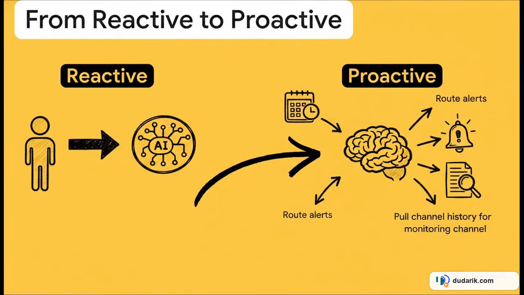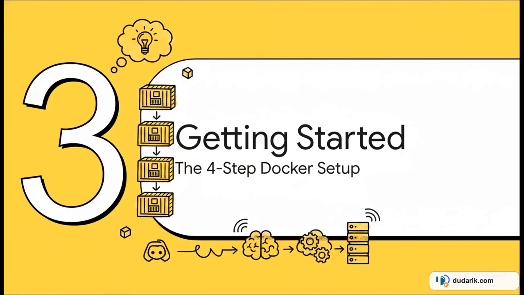This is what shifts your AI from being just reactive to being truly proactive. Suddenly, it has outbound capabilities. Just imagine your AI automatically posting a daily summary to your stand-ups channel, or routing alerts from some other system right into your server. It could even read a channel's history to get context before it replies. This isn't just another bot. It becomes a real automation engine for your whole community. So, are you feeling inspired yet?